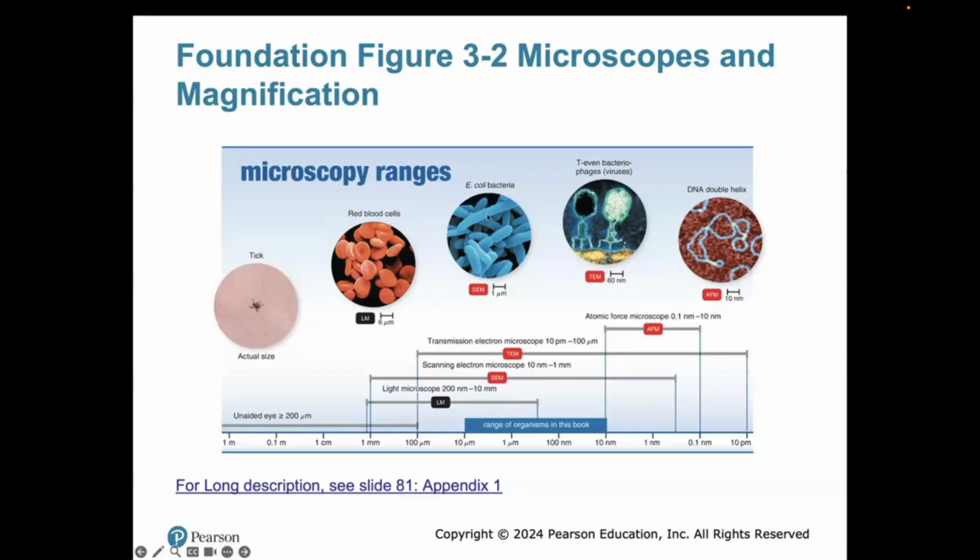E. coli bacteria, you can see them on light microscopes as well, but the scanning electron microscope gives you a really beautiful three-dimensional view of them, whereas your transmission electron microscope allows you to see the internal structures really nicely. And then this atomic force microscope here allows you to see really small things that you would not be able to see even with your electron microscope, like your DNA double helical structure as seen here. Now, in our course, many of our organisms will fall within this range right here, about 10 micrometers until about 10 nanometers.